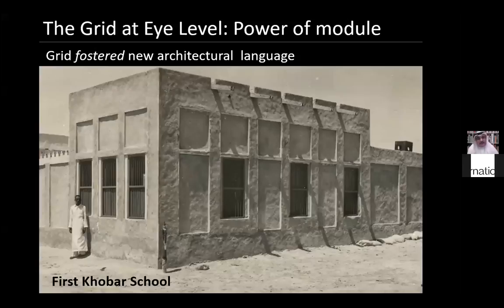The type of architecture in Khobar didn't change immediately. The established methods of construction and local traditional architecture were controlled here by the new standards of sticking to your own block perimeter or lot perimeters. So although this is the first school in Khobar in 1949, and it was built using traditional techniques, you can see there is complete control of the grid and of the new standards.